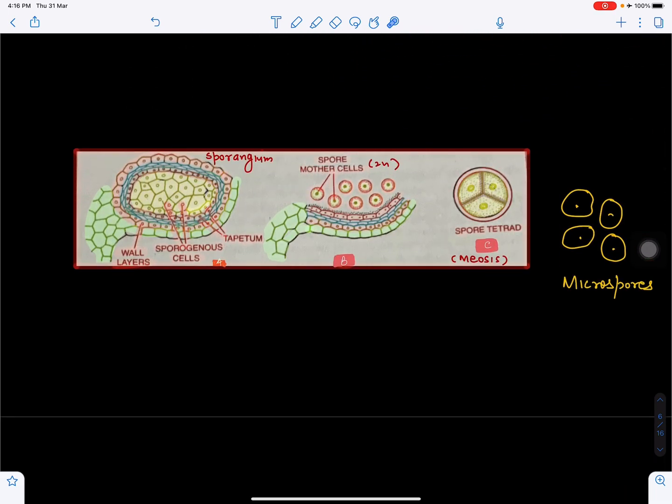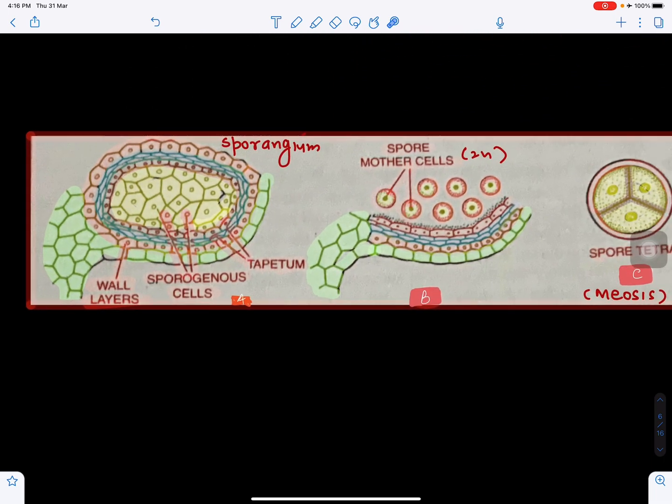Now if we see the structure of the microsporophyll, we can see here this is borne on the leaf which is called microsporophyll. These are the wall layers of the sporangium. The innermost wall is called tapetum, which is the nourishing layer, and inside is the sporogenous cell. The sporogenous cells are diploid in genetic constitution. So wall layers and tapetum surround the sporogenous cells. Later on the sporogenous cells differentiate to form spore mother cells. Now they are again diploid in genetic constitution.